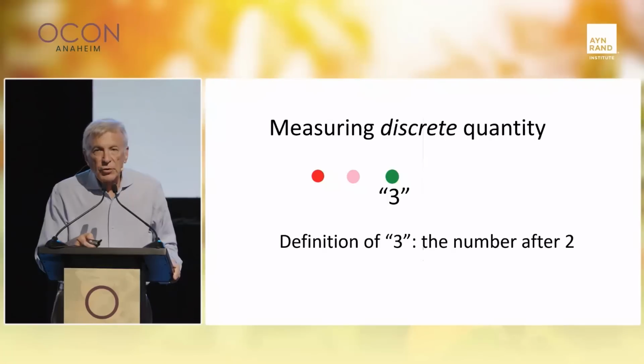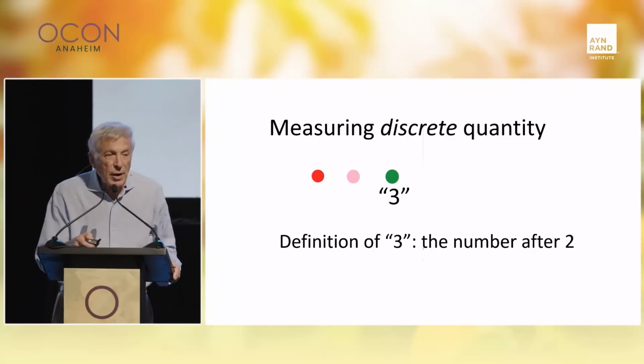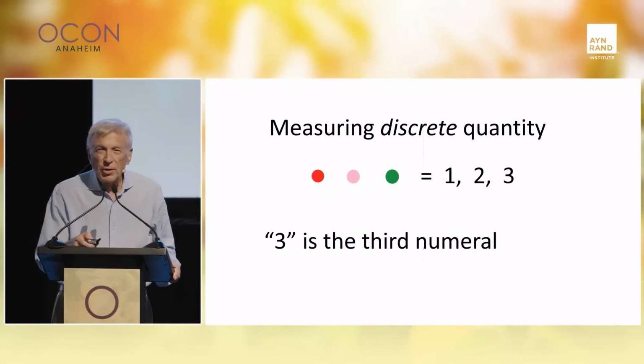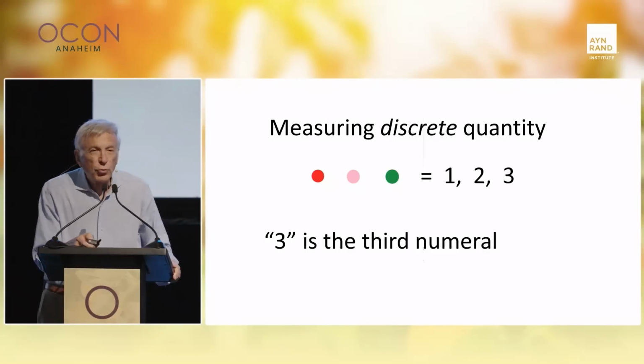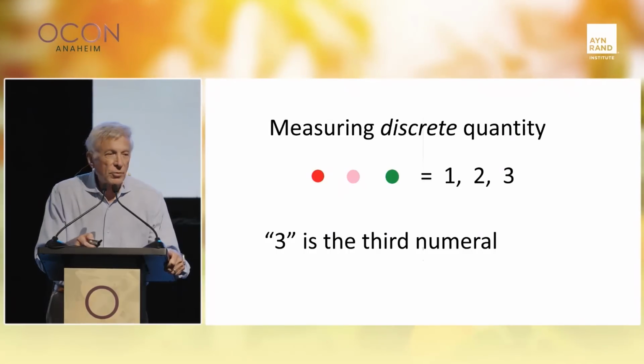And what is the definition of 3? The last numeral that we said. It's the name of the number after 2. And 2 is the number after 1. Strange, isn't it? When I realized this, it was a lightning bolt, but now it doesn't sound so boltish. But 3 is the third numeral.